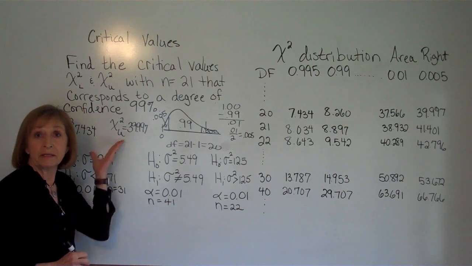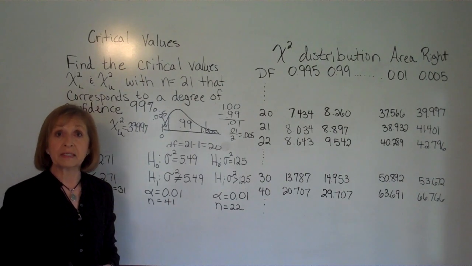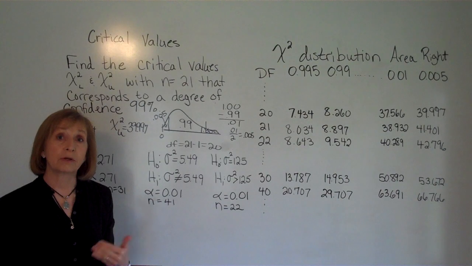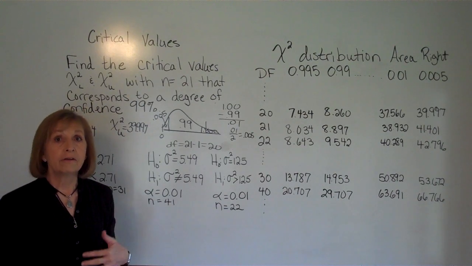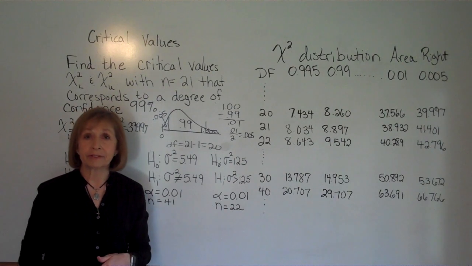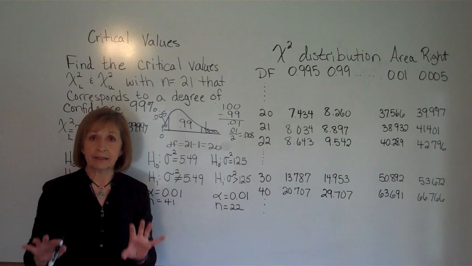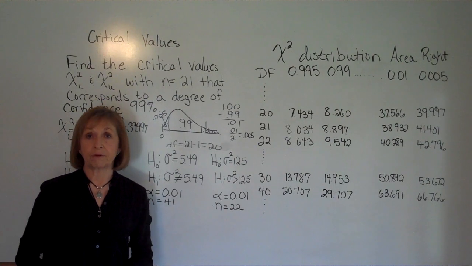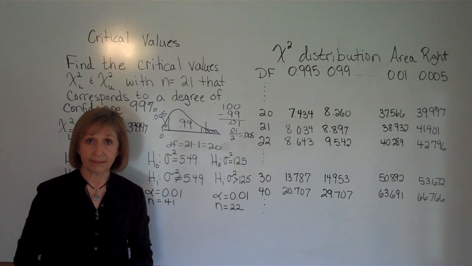So then those would be the values that you place in the appropriate spots within the rest of the formula for confidence interval for your variance. And then if you were asked to do confidence interval for standard deviation, you just take the square root of the numbers you got for the confidence interval for the variance.